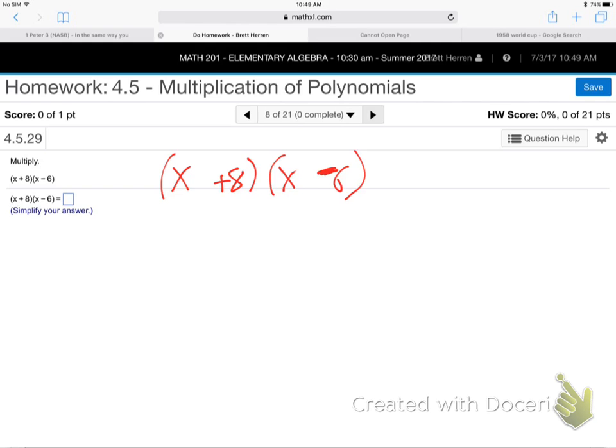Okay, so here we go. How's this going to work? First off, the x is going to distribute himself to both of the other two.